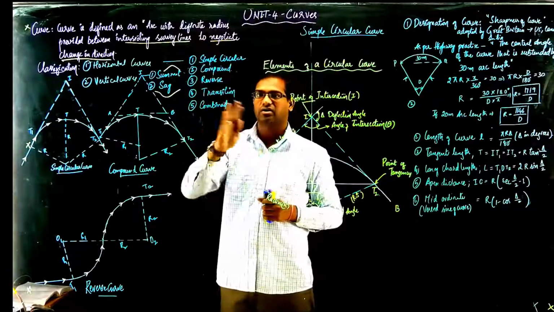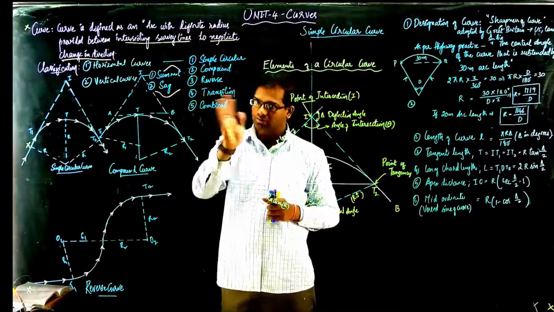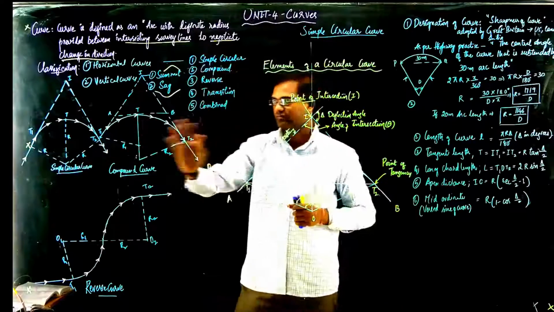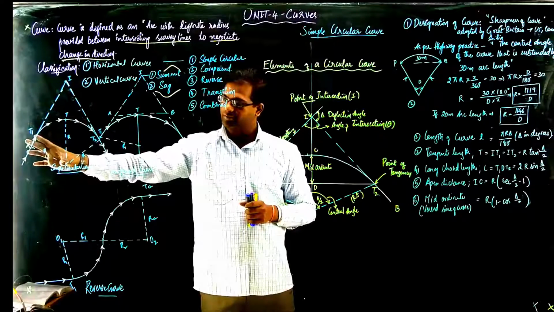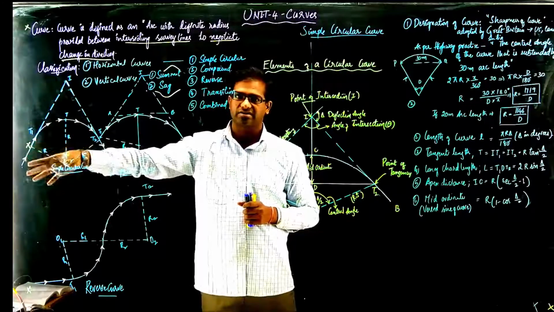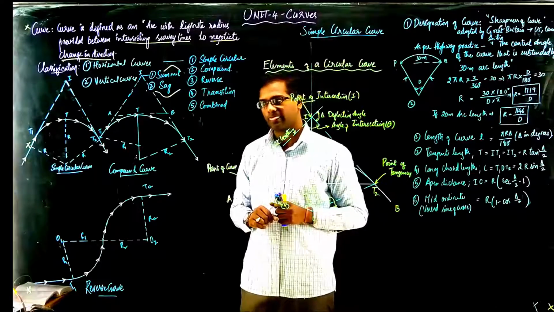When the radius of the curve is constant throughout the curve, then that is termed as a simple circular curve. So from the point of curve to the point of tangency, you will have the same radius. If that is so, then that is termed as a simple circular curve.